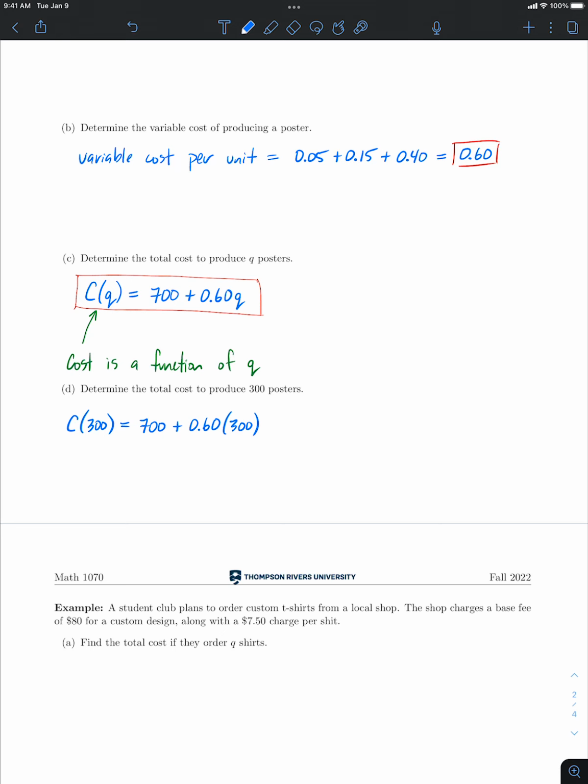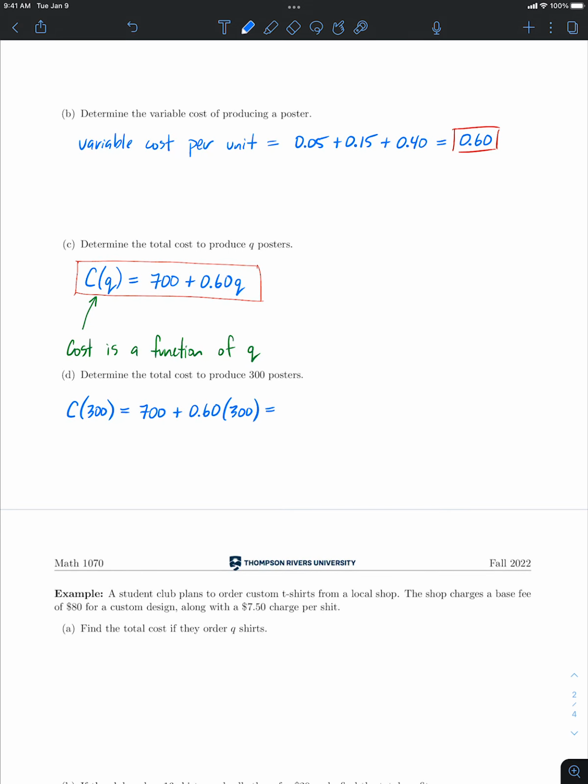And this is another case where you're more than welcome to use a calculator for this, but I'm just going to show the details. We're going to get $700 plus 60 cents multiplied by 300. That's actually going to be $180. And so if you add those together, you'll get $880.